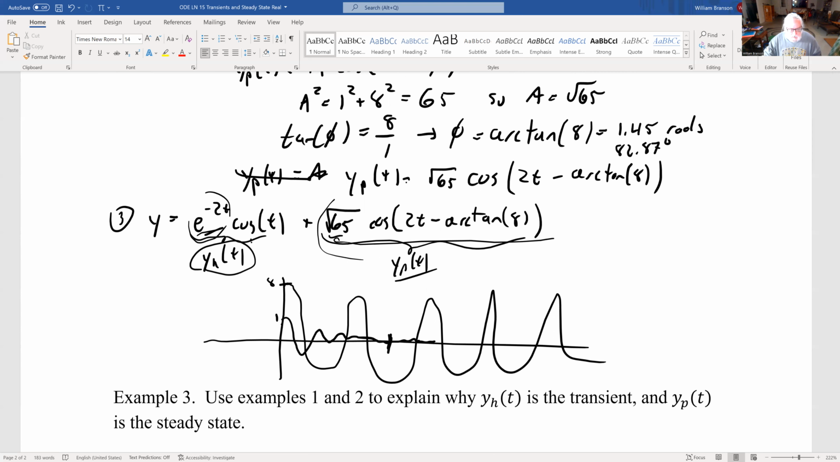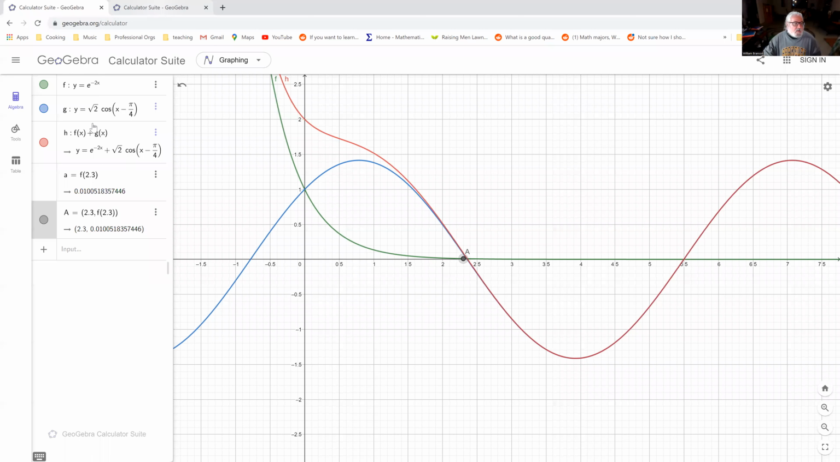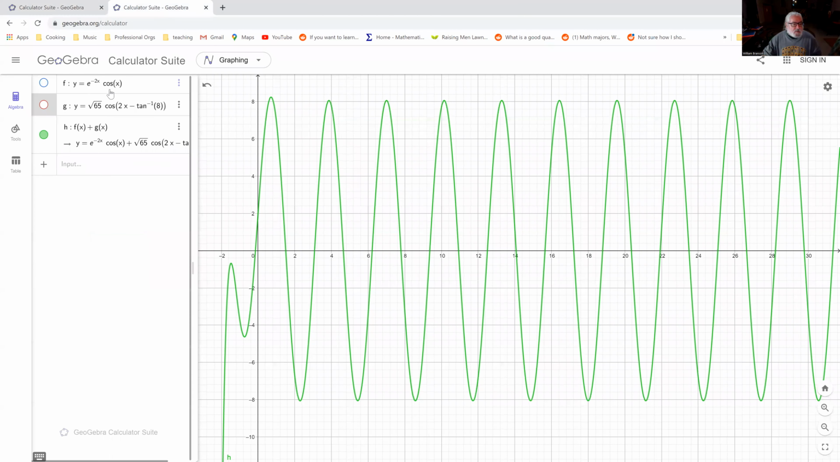So let's go and look at GeoGebra to see what these pictures look like. So that's the old one. Let me just switch there. So there's our solution curve: e to the minus 2x cosine x plus square root of 65 cosine 2x minus arctangent of 8. There's a little bit of stuff going on here around t equals 0 and for negative times, but for positive times, it pretty quickly becomes just a cosine wave.